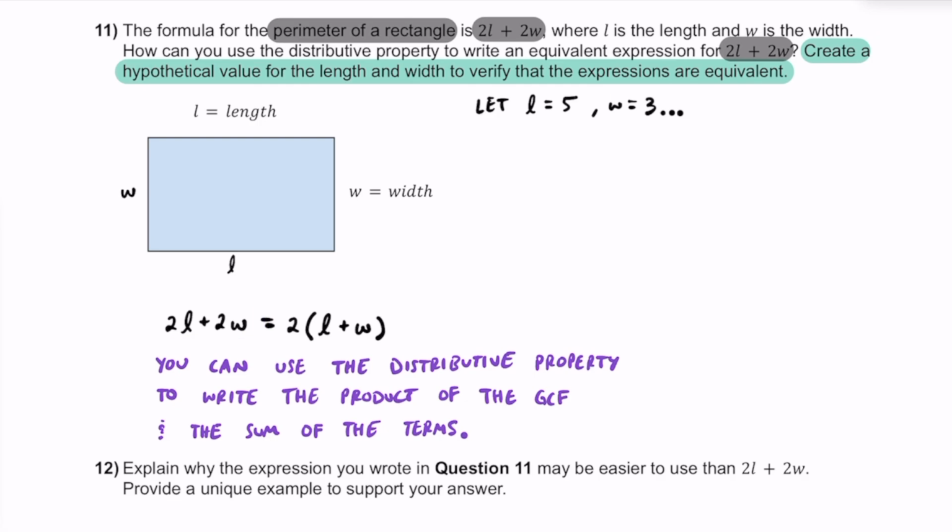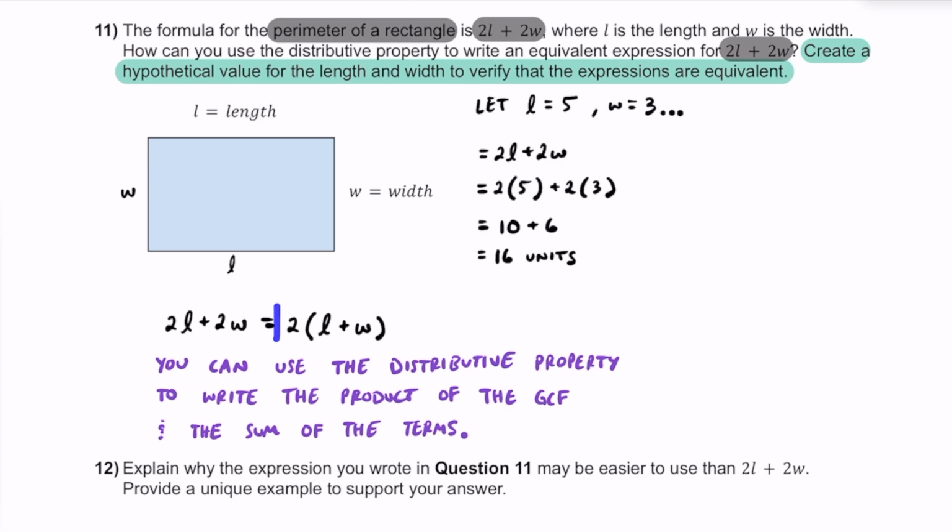So if we do that one, we have 2L plus 2W. This is just the original one, right? If we substitute in, it's going to be 2 multiplied by 5, plus 2 multiplied by, just say the width is 3. If we go ahead and multiply here, 2 times 5 is 10. 2 times 3 would be 6. We would get a perimeter of 16 units, right? That's what the perimeter would be for this original expression.